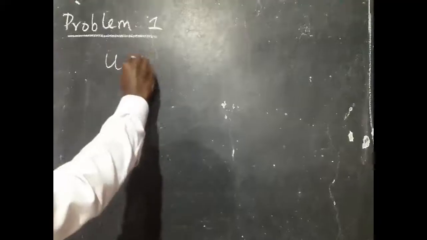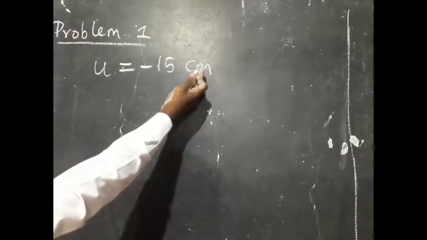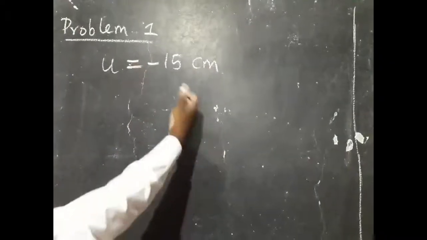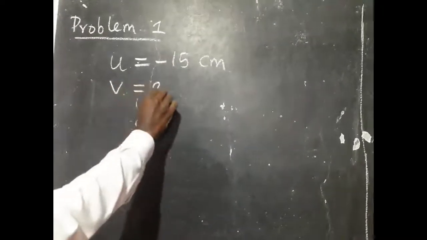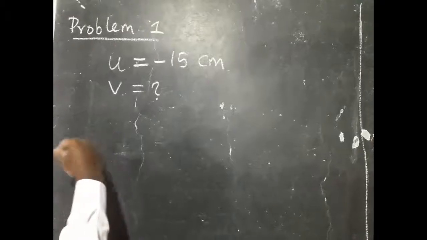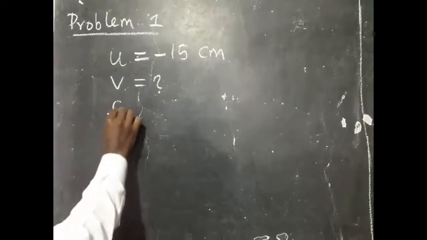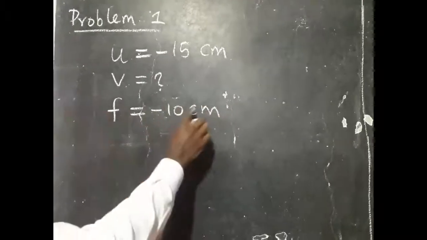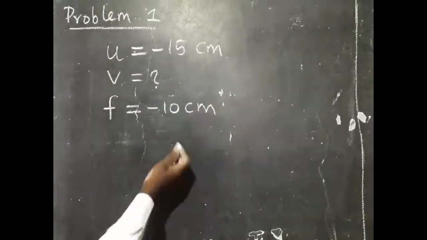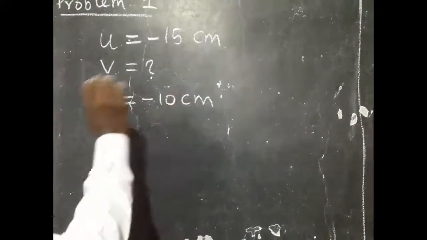So the object distance we can take as u is equal to minus 15 centimeter, because for a concave mirror the object is to the left of the mirror. Since it is on the left side of the mirror, we take minus 15 cm. The image distance v is what we are going to find out. The focal length is given, and that is also minus 10 centimeter because it is a concave mirror, on the left side of the mirror. For a concave mirror, the focal length is taken as minus 10 centimeter.